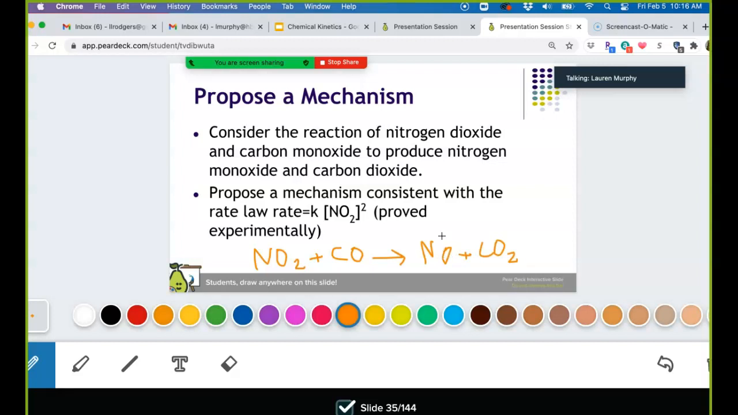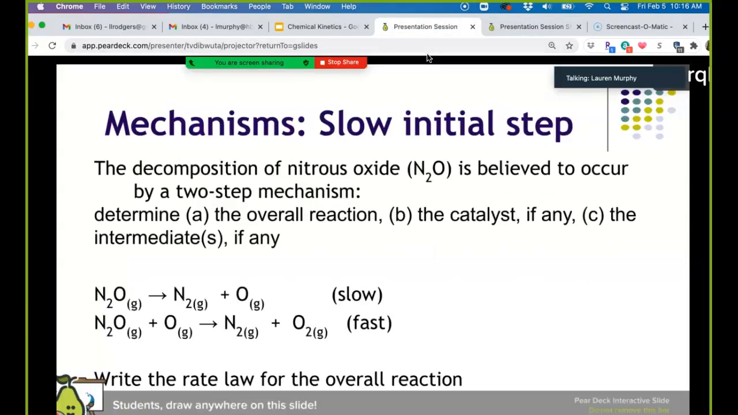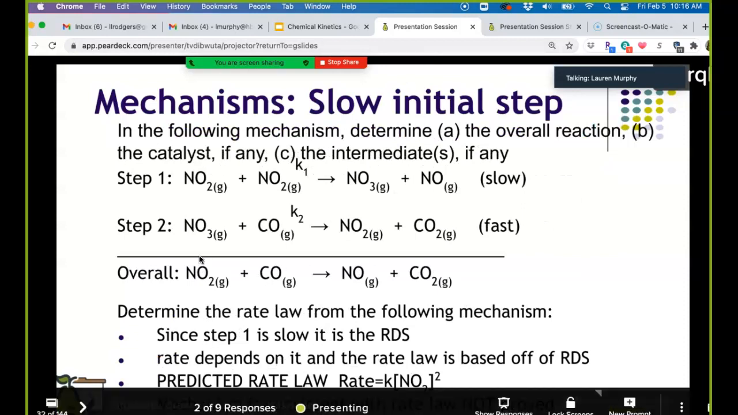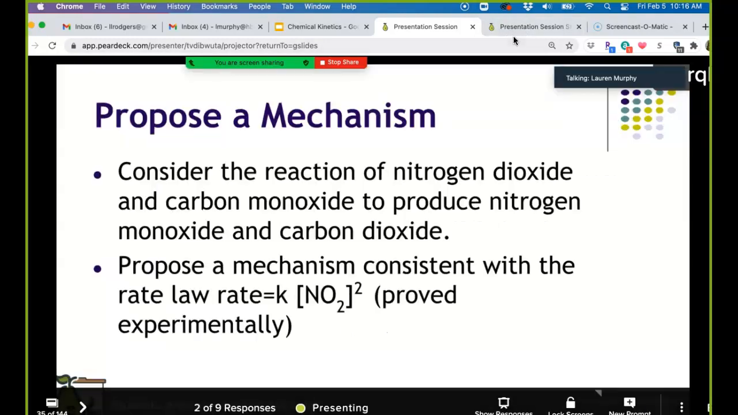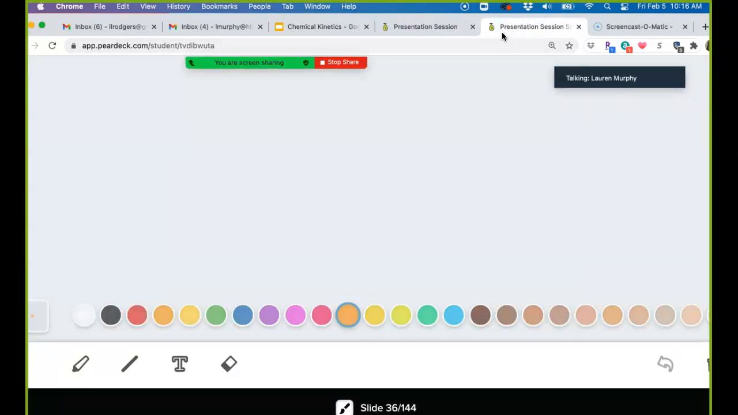So if you remember back, we already have done this one. So I'm going to just flash back to it real quick. Right here. This was a proposed mechanism that followed the rate law: rate equals k, concentration of NO2 squared. So now we're going to try to make up our own. All right, fine, we will. So I'm going to practice this with you.